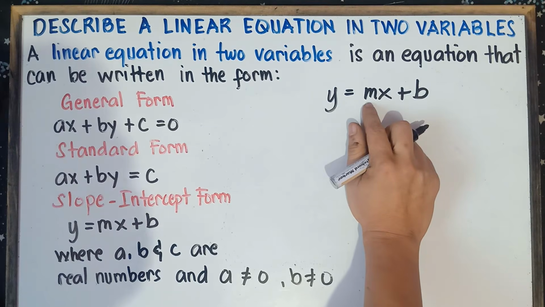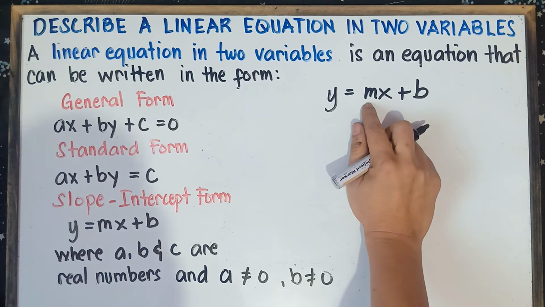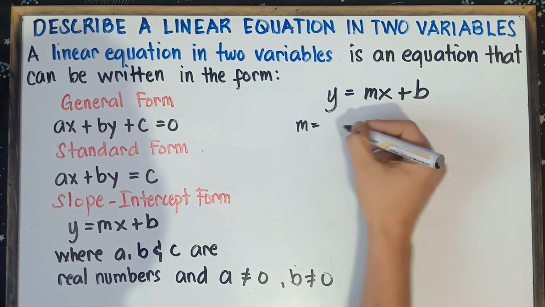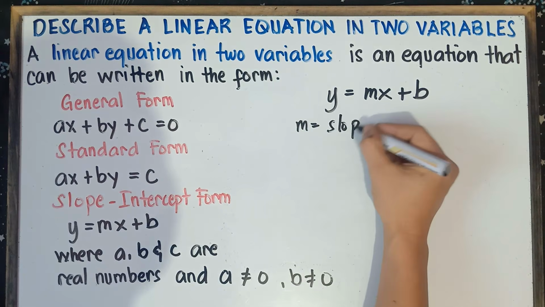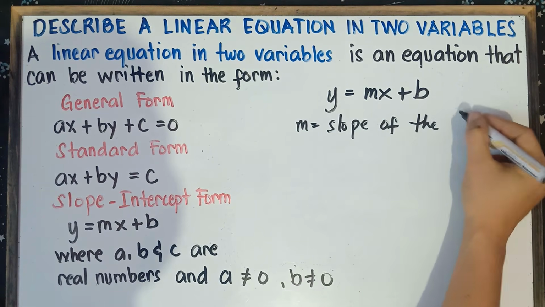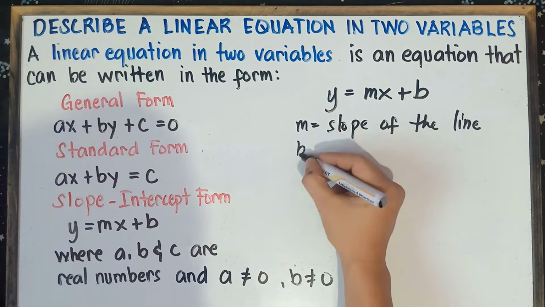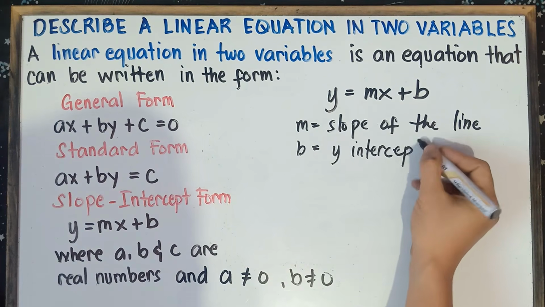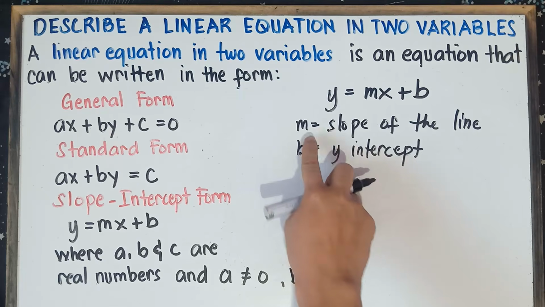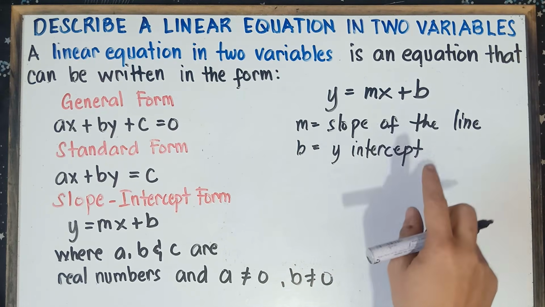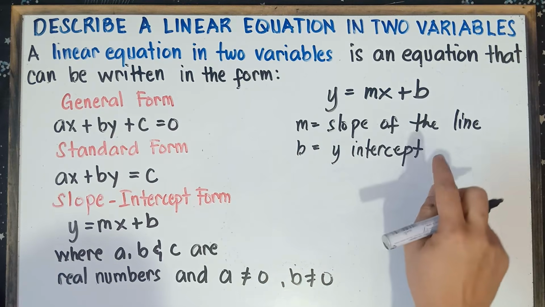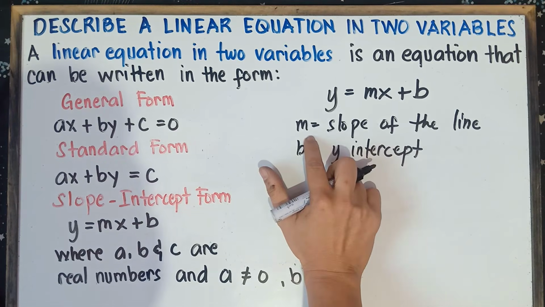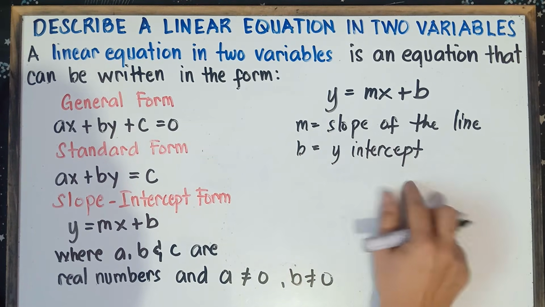Now, m right here, class, is what we call the slope of the line, and then b is the y-intercept. The point where the line crosses the y-axis, we call that one y-intercept. Once again, class, m is the slope of the line, and then b is the y-intercept.